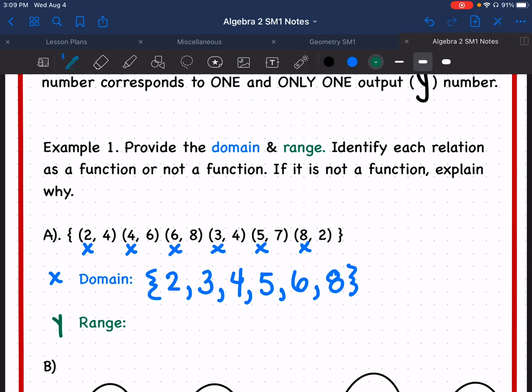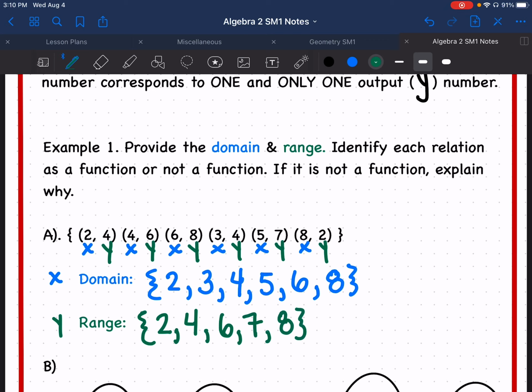Now let's go ahead and find our range. These are going to be all our y values. All my second numbers inside of my ordered pairs are my y values. Same thing, I'm going to put my little squiggle and I'm going to put my range numbers in order from smallest to largest. If there is more than one, I only have to put it once. Now I see that there is a 2, so I'm going to start with the 2, comma. I see a couple of 4s, so I'm going to put 4 next, then 6, then 7, and then 8.